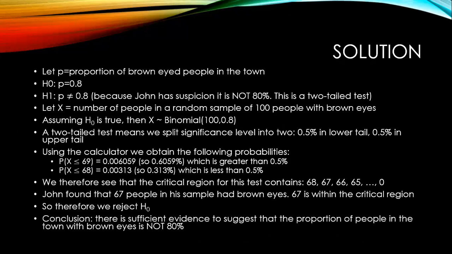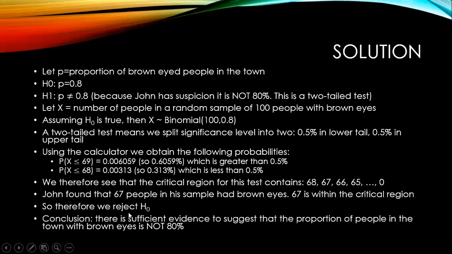So this is our conclusion. The conclusion is that there is sufficient evidence to suggest that the proportion of people in the town with brown eyes is not 80%. It's really important that you use this phrase here, there is sufficient evidence. We're not proving these hypotheses. When you collect data and record data, we can't prove these theories. We're collecting data and we're saying, does the data suggest one or the other theory? Does the evidence suggest we should go with one theory or the other theory?